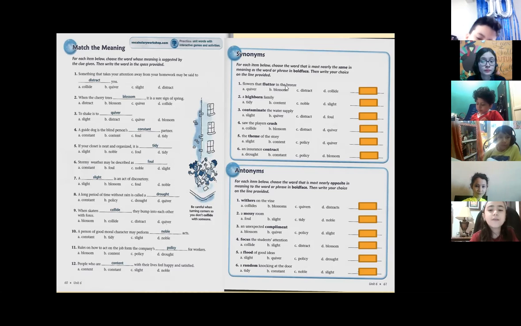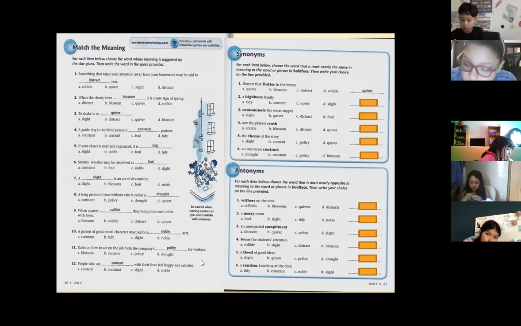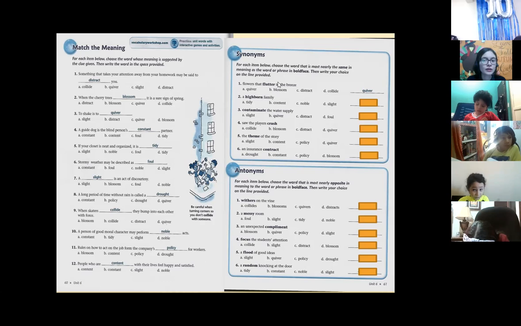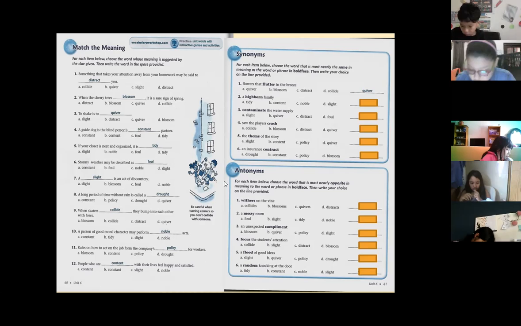Blossom. It is blossom, are you sure? Quiver. It's quiver. Why quiver? Go and look for the answers. Flowers that quiver in the breeze. What is the blossom? We're talking about the breeze. They are quivering. They are shaking. They are moving. So it's not blossom, because they are quivering.